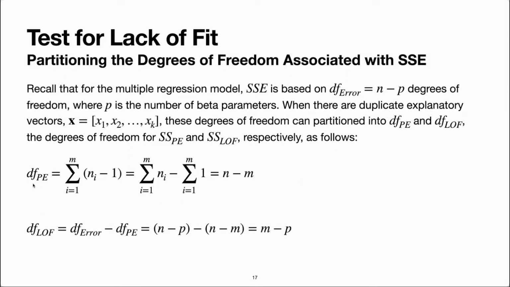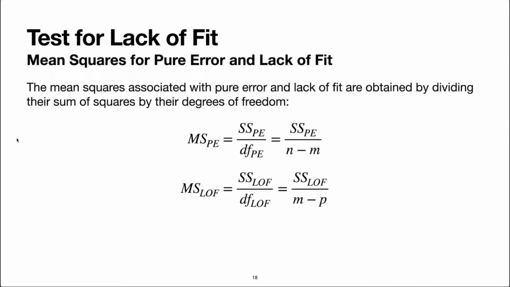And so the degrees of freedom for pure error would be n minus m, and the degrees of freedom associated with the lack of fit would be m minus p. And then again, we would obtain the mean squares for pure error and the mean squares for lack of fit by dividing the sum of squares for pure error and lack of fit by their corresponding degrees of freedom. So that's really the only difference. We have to calculate the degrees of freedom associated with the sum of squares for lack of fit and divide that into the sum of squares for lack of fit to get the mean squares.